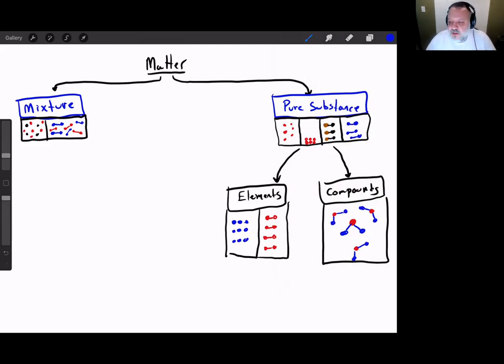Okay. Any questions about those pictures? This is somewhat review from last time. I just want to make sure. Pause real quick. Any questions about the pictures that describe elements or compounds?